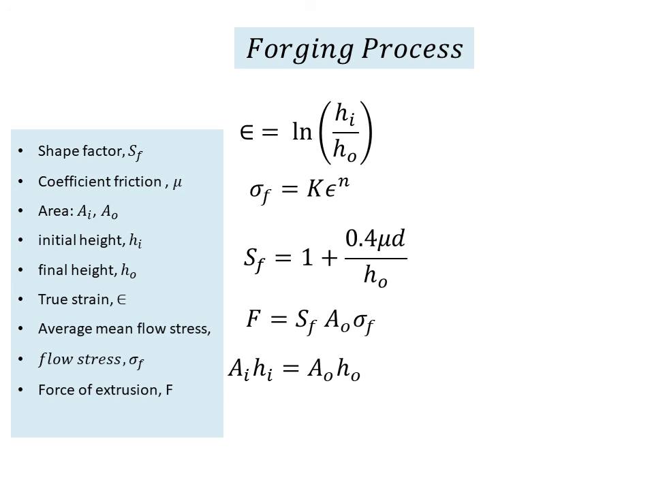So the force is always asked in the GATE examination for the forging process. F is equal to SF into AO into sigma F. SF is the shape factor, AO is final area, sigma F is the flow stress, and AI into HI is equal to AO into HO. By using this formula we can calculate AO, which is required for calculation of force. So on the left hand side we have shape factor SF, coefficient of friction mu, area which is given by AI and AO, initial height HI, final height HO, true strain epsilon, average mean flow stress sigma F, and force of extrusion which is given by capital F.